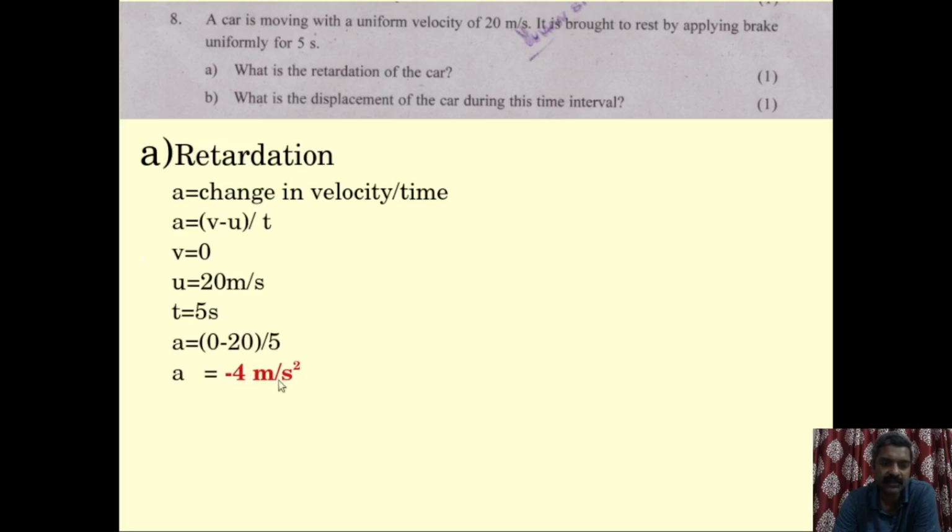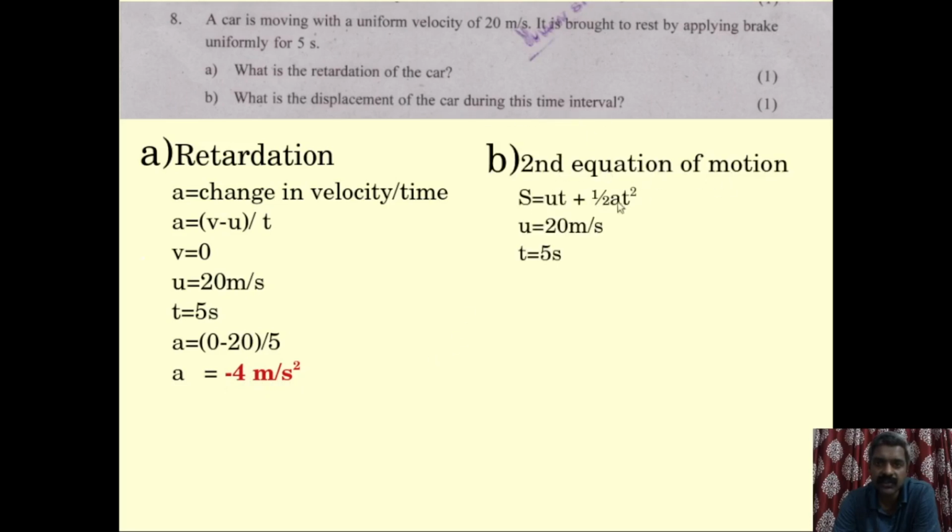The negative acceleration. Now what is the displacement of the car during this time interval? According to the second equation of motion, S is equal to ut plus half at square. Now given u, t and a, substitute, we will get S is equal to 50 meter. Displacement of the car during this time interval is 50 meter.